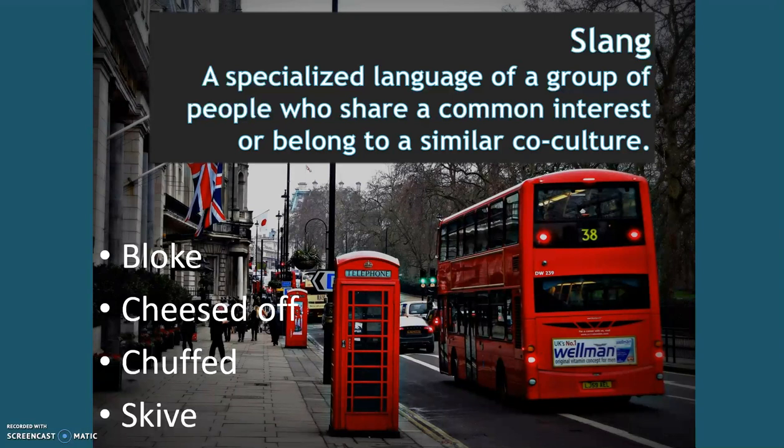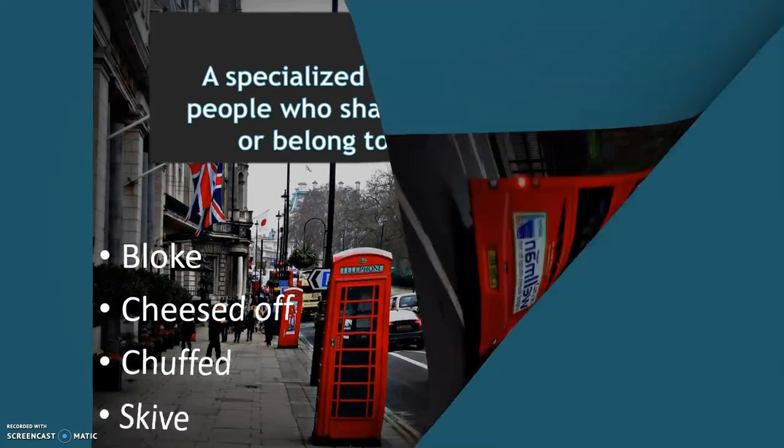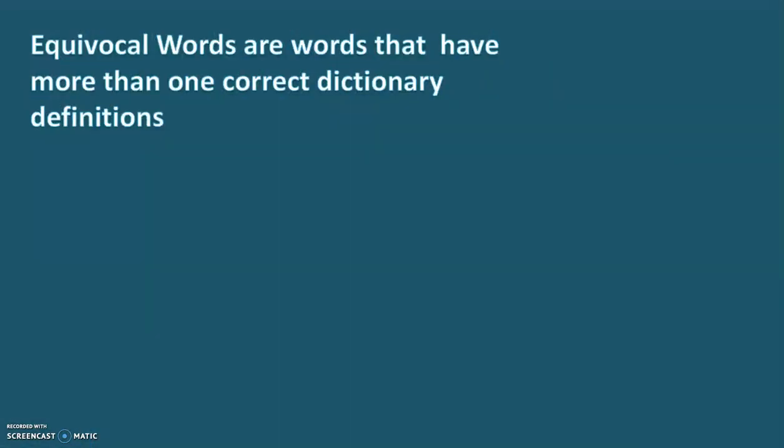Now, thinking about your own country or culture, can you give some examples of slang? Alright, moving on. Now, we come to equivocal words. Say that really fast a couple of times. Equivocal words are words that have more than one correct meaning.